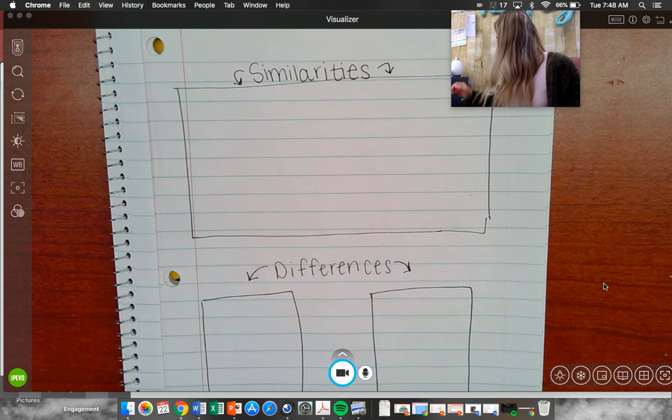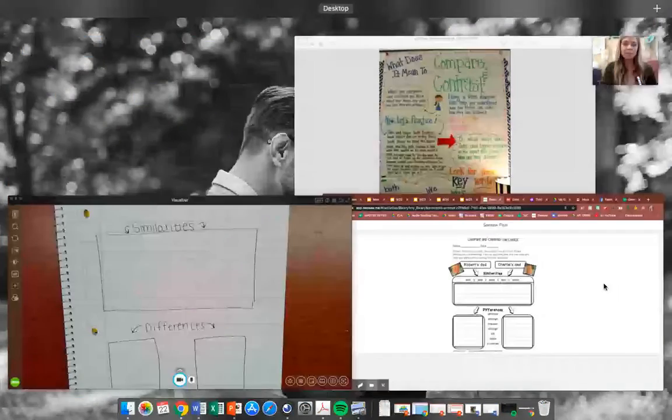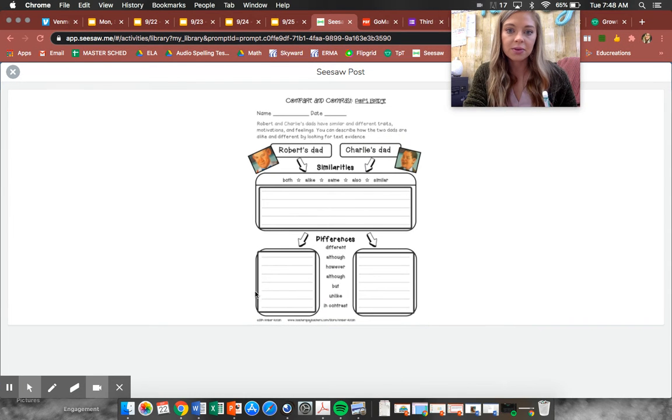So I'm just going to do a really quick little example for you, because today you are going to be completing this activity on Seesaw, and you are going to be telling what is similar between Robert's dad and Charlie's dad. So you're going to tell me what things they have in common, the things that are the same about them. For example, they both helped work on the San Francisco Golden Gate Bridge. So that's something that they have in common. That's a similarity. And then differences that they have. So right here, you'll say the differences that Robert's dad has and the differences that Charlie's dad has.